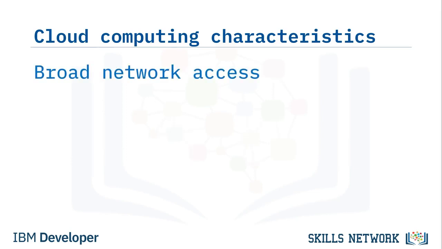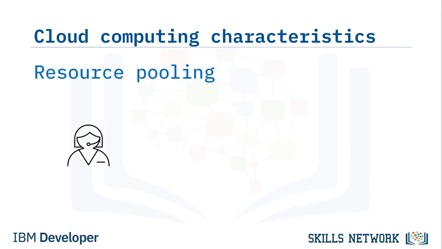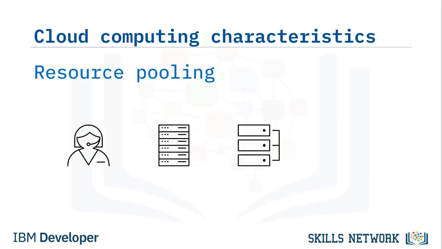Broad network access means that cloud computing resources can be accessed via the network through standard mechanisms and platforms such as mobile phones, tablets, laptops, and workstations. Resource pooling is what gives cloud providers economies of scale, which they pass on to their customers, making cloud cost-efficient. Using a multi-tenant model, computing resources are pooled to serve multiple consumers, and cloud resources are dynamically assigned and reassigned according to demand, without customers needing to know the physical location of these resources.